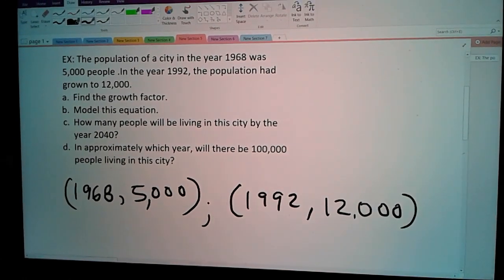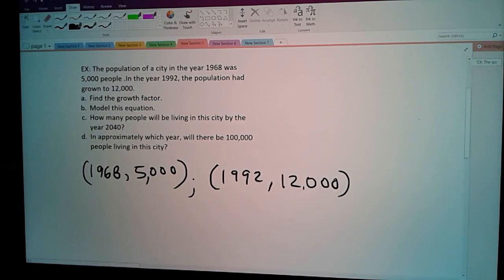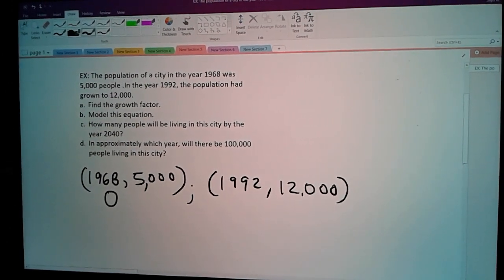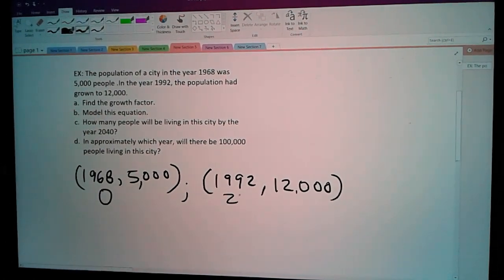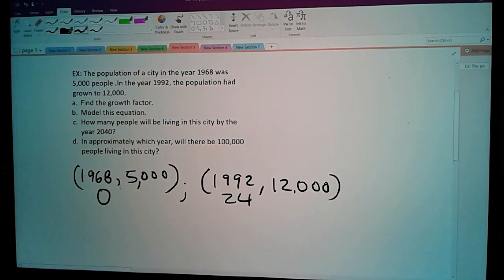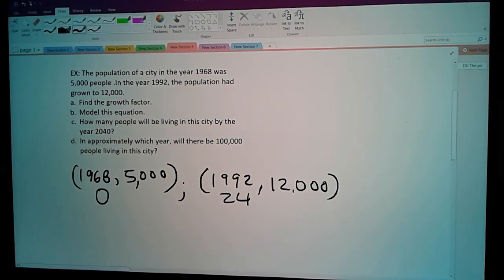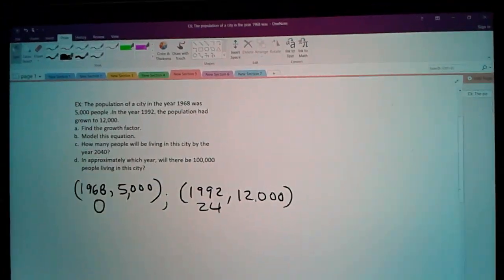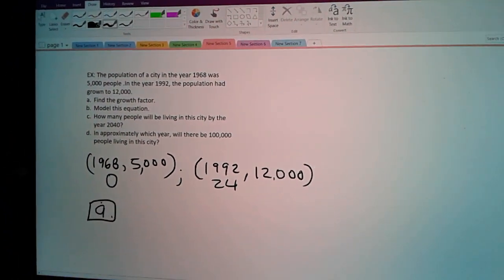So we're starting in 1968. We have to have a starting point. So this 1968 is like year zero. And how many years is that from 1968 to 1992? 24 years, right? So in 24 years, the population went from 5,000 to 12,000. So we need that to get started.